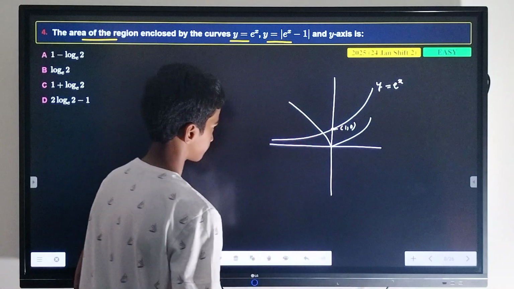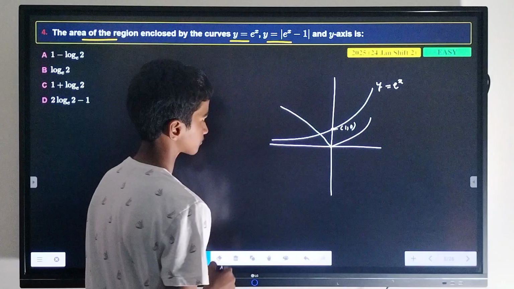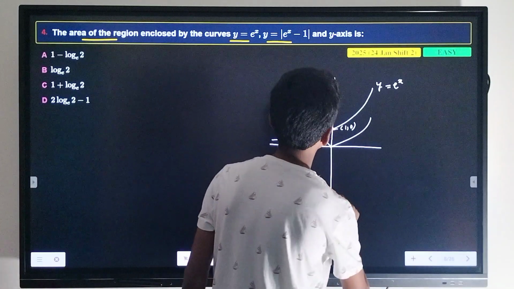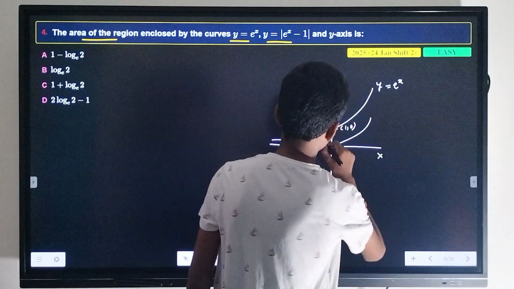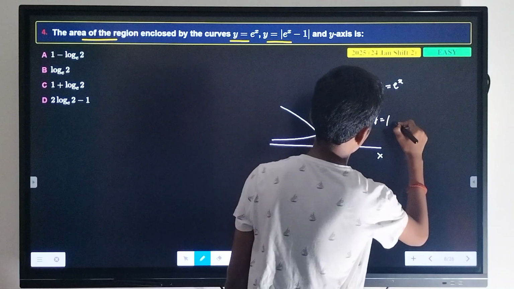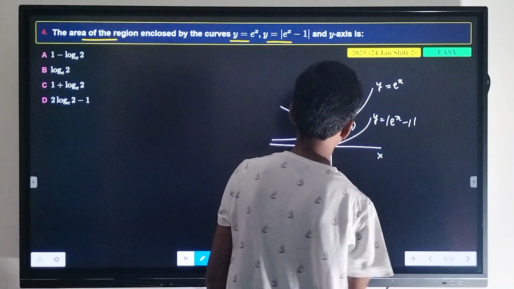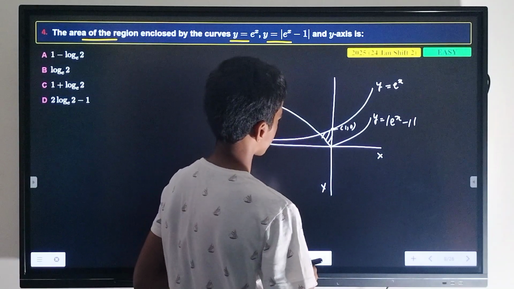Let's make it a little wider. Now, here our required area of the region, this is y-axis, this is x-axis. So the required region is this region. This is y is equal to modulus of e raised to power x minus 1. Now, we need to find the area of this required region.